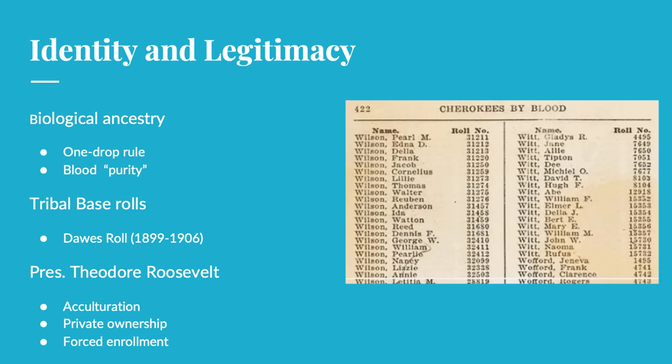Typically one or more of their ancestors appears on one of the tribe's base rolls. The paperwork took so long that a significant number of Indians died before the paperwork was completed. This meant that their descendants would be forever barred from becoming tribal citizens.